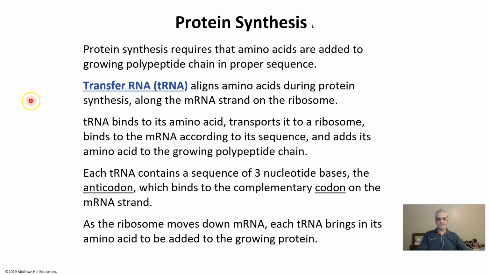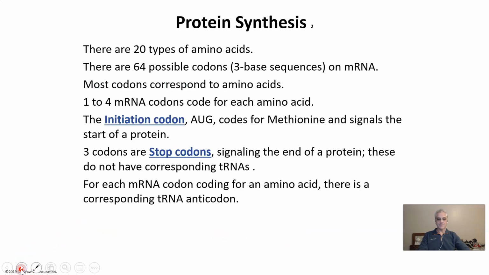Transfer RNA does that. It has to have the right 3-base anticodon, right? It has to match up. It has to be complementary to the 3 bases on the mRNA. If it is, it says, aha, we match, I've got the right amino acid. It adds it to the chain, and so on and so forth. The ribosome moves down the mRNA. Each tRNA brings its own specific amino acid to the growing protein chain. That's how it works.